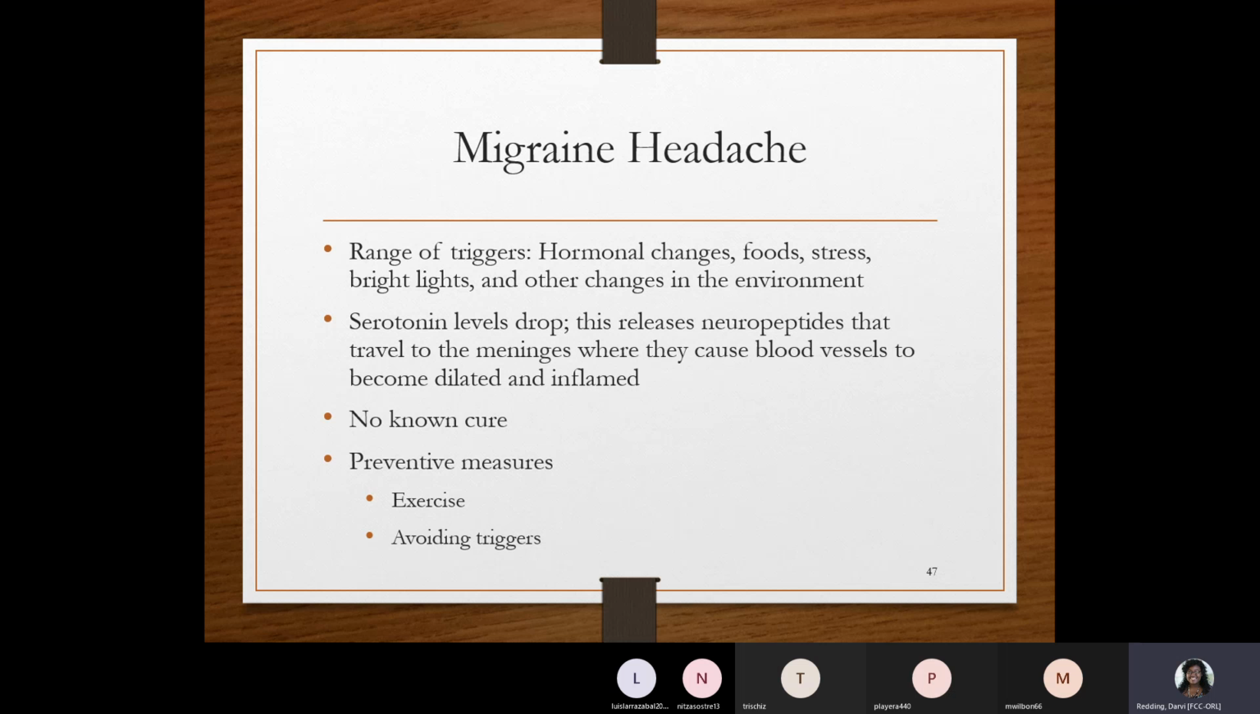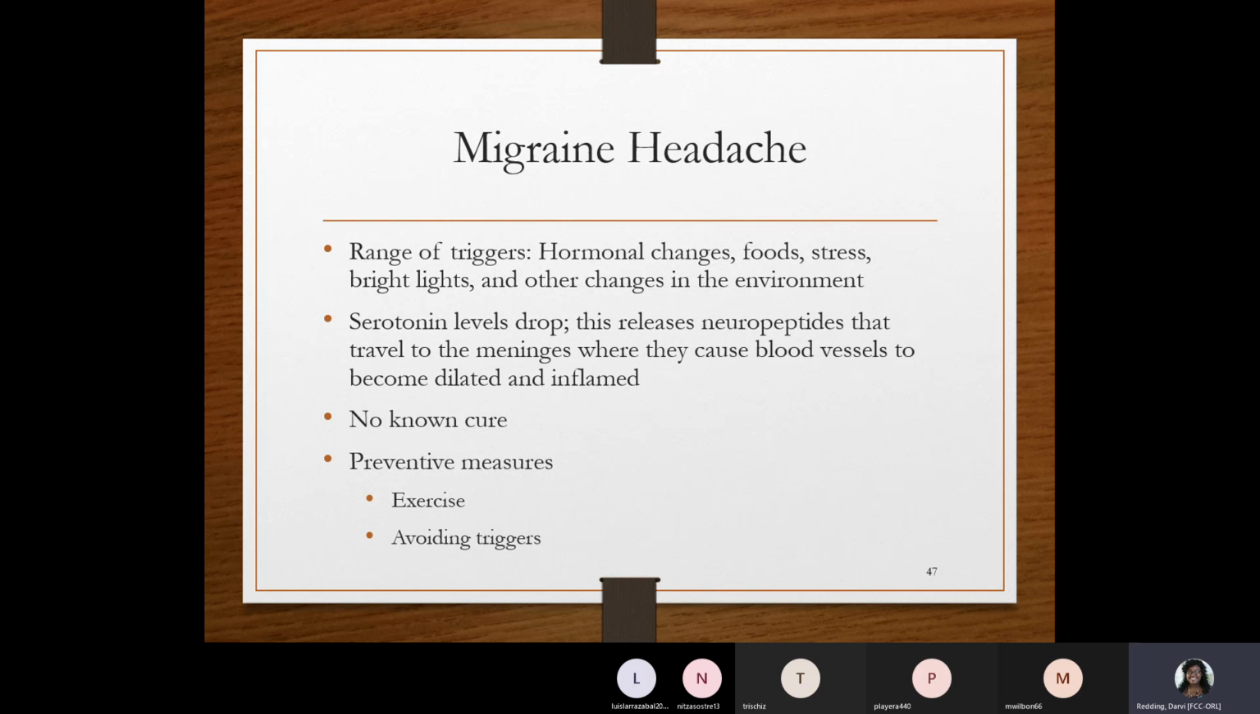So what happens when a person experiences a migraine headache? Well, their serotonin levels drop, and this releases the neuropeptides that travel to the meninges, and they cause the blood vessels to become dilated and inflamed. Currently, there is no cure for a migraine headache. However, there are some preventative measures that a person could take, like exercising, creating more oxygen, and releasing stressors. Another preventative measure for migraine headache would be for a person to avoid the triggers.